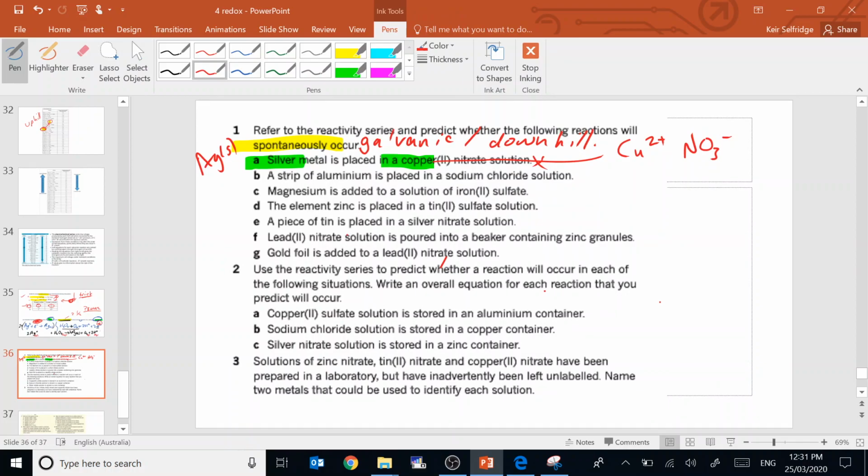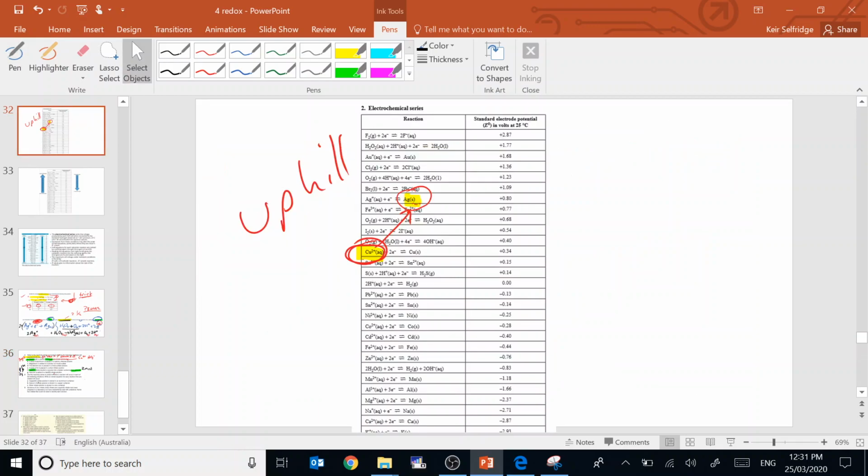Let's pick one further down just to get out of the way here. Lead 2 nitrate is poured into a beaker containing zinc granules. Now, zinc granules jumps out at me. That means it's solid zinc. Lead 2 nitrate, well, that means it's Pb2 plus. And nitrate, NO3 minus. Now, you might remember from before that nitrate isn't on the series. Not everything is on the series. And it's pretty unreactive, so that's why they don't bother.